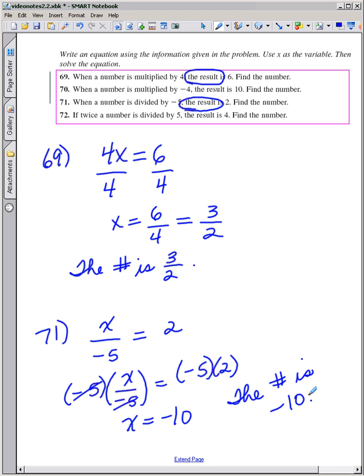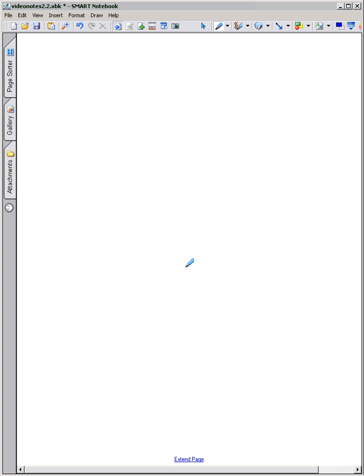Okay. And that concludes the lesson on section 2.2. So at this point, you should know that you can add or subtract the same number from both sides of an equation, or you can multiply or divide by the same non-zero number and get equivalent equations. The next section is going to combine both of these properties, where you might have to do addition and multiplication in one step. Okay?